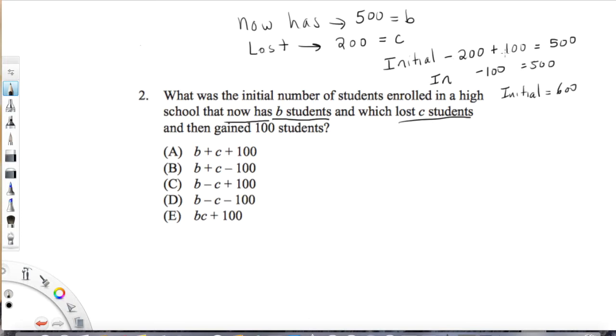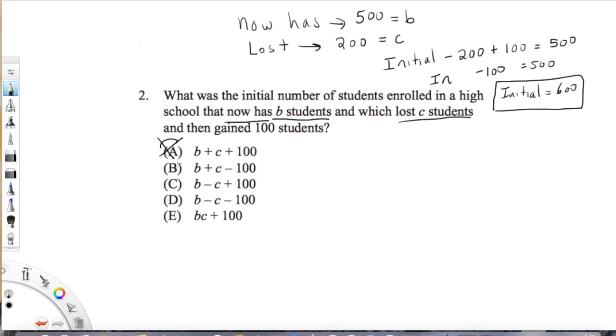And I recommend just checking that in a really common sense way afterwards. Now, we're looking for 600. That's what they're looking for. What was the initial number of students when B equals 500 and C equals 200? Well, certainly not 500 plus 200 plus 100. That's not going to be right. B plus C would be 500 plus 200, which is 700, minus 100 is 600. So this is the right answer.